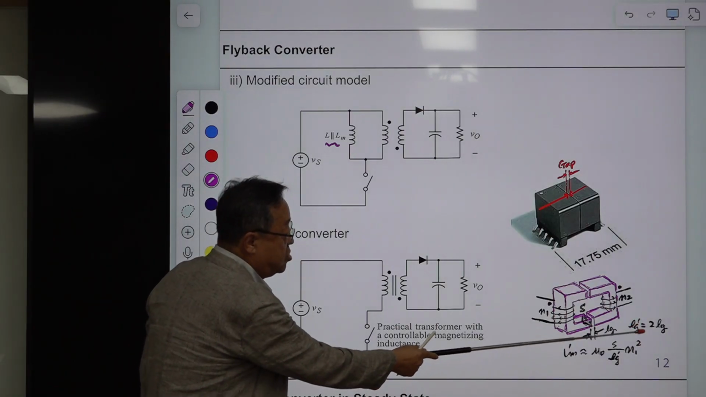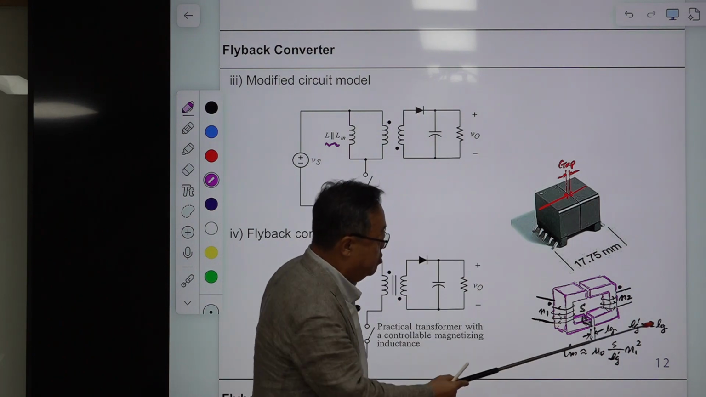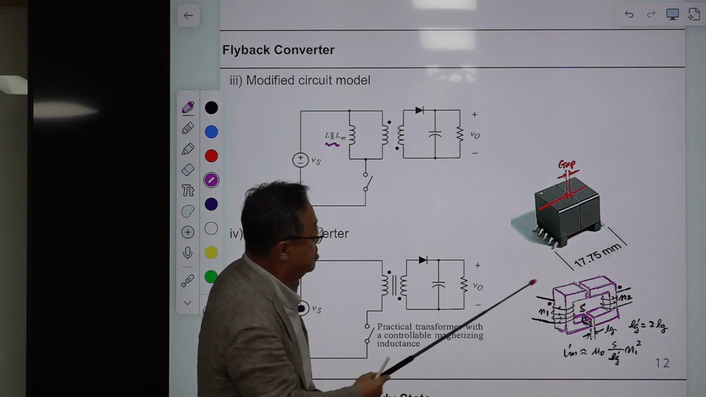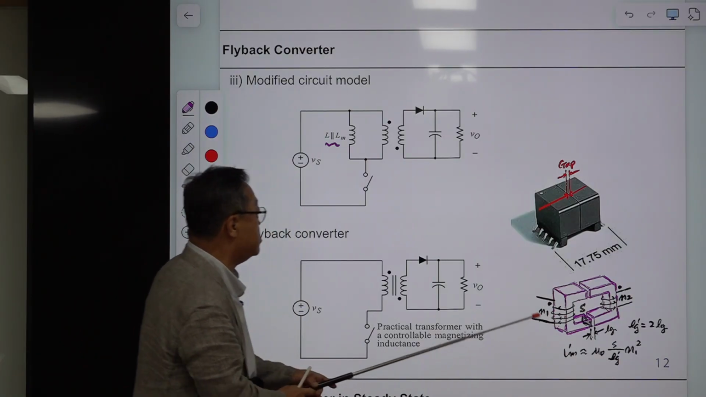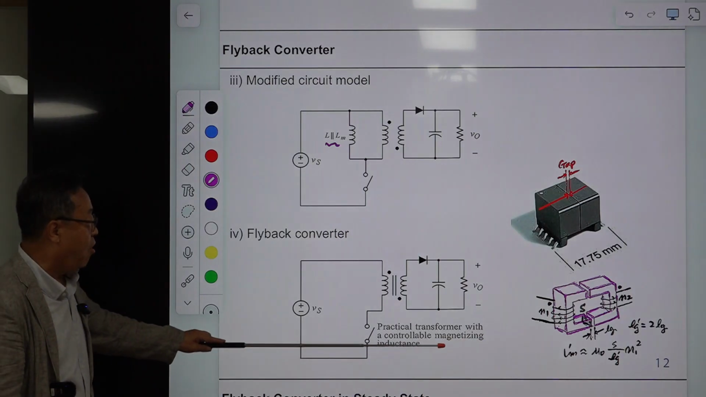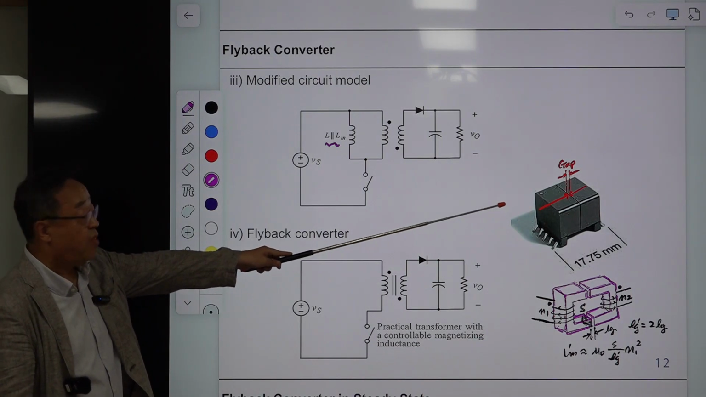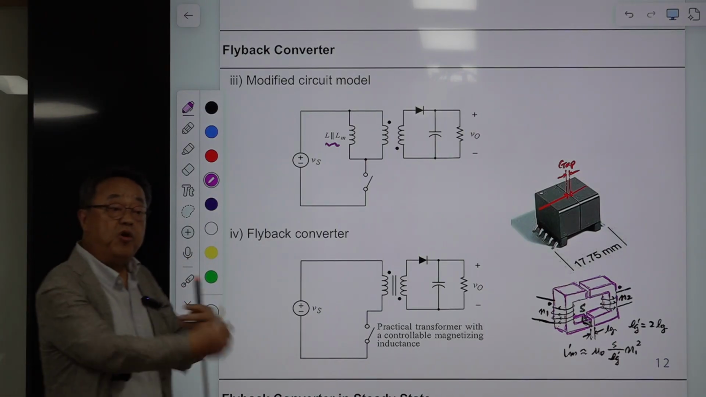LG prime is 2 times LG. LG is the length of each gap, and used here. Then this is the cross-sectional area, and this is the turns of primary winding. This is Lm prime, the magnetizing inductance of this flyback transformer. And you want to control this.